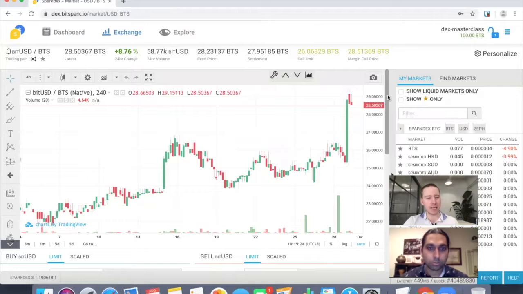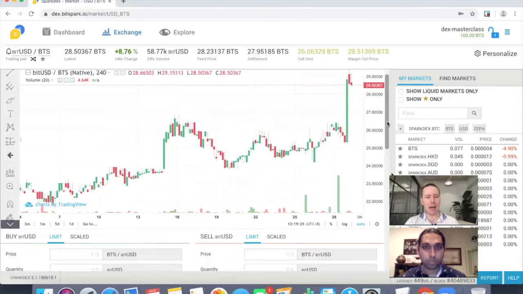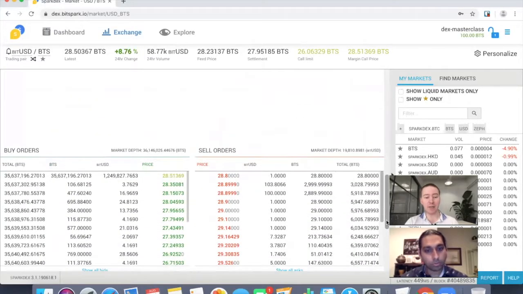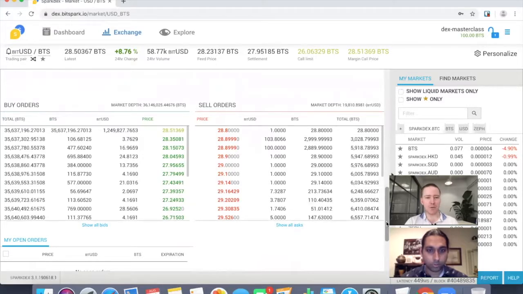So what you'll see here is the BitUSD to BitShares market, right? So you can see here we're using TradingView as the charting mechanism. This is like industry standard charting. And if you scroll down, you'll see some more information until you get to the order book. So fundamentally, to every market, you always see an order book. And we can see here you got the bids, you got the asks.